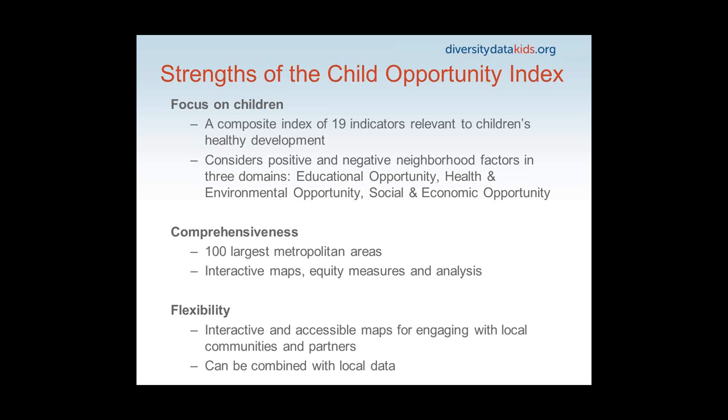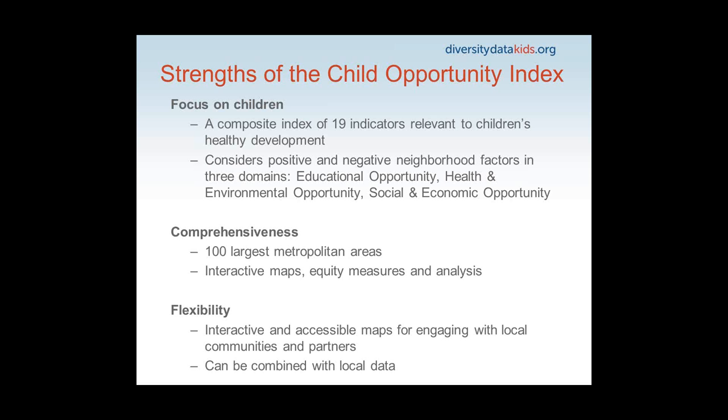We feel that this is important because some neighborhoods may have challenges, for example, high poverty. But at the same time, they may have resources that are helpful to children, such as community health centers or parks. So we want to take into account both positive and negative factors. We took a comprehensive approach for developing the index. We gathered this data for all the 47,000 neighborhoods across the 100 largest metropolitan areas, which are home to more than two-thirds of U.S. children, that is about 50 million children.